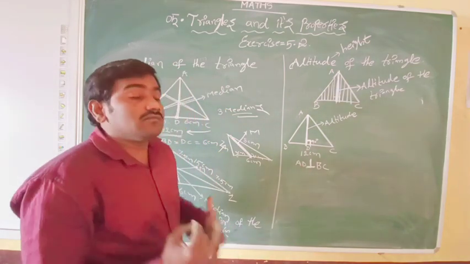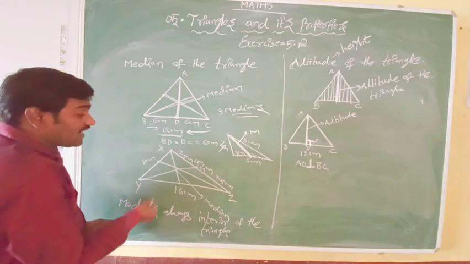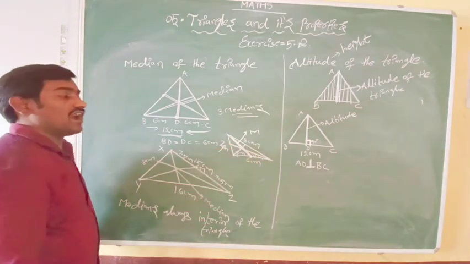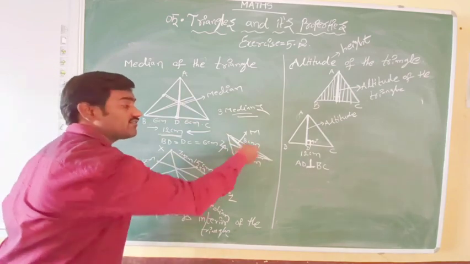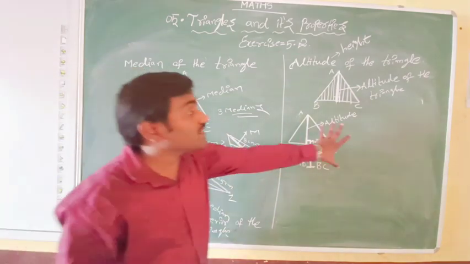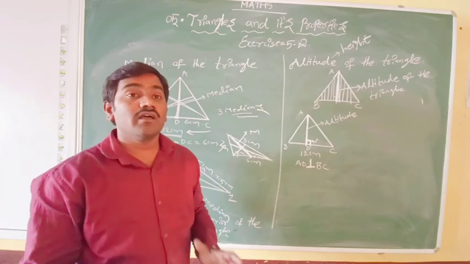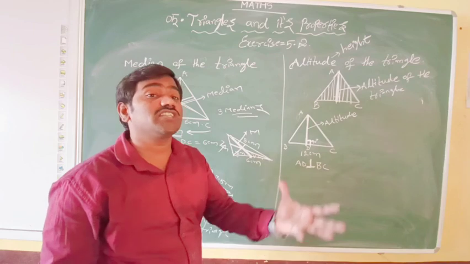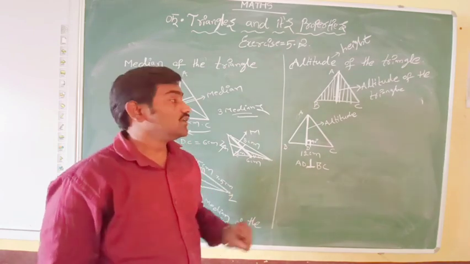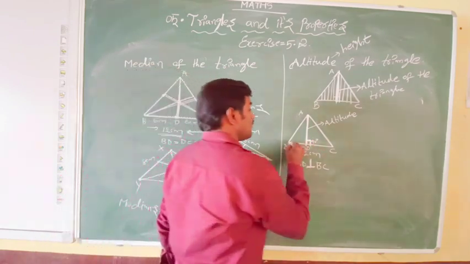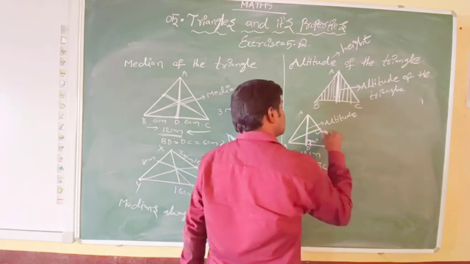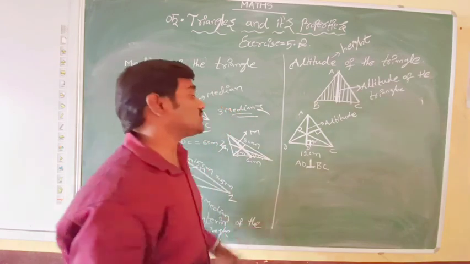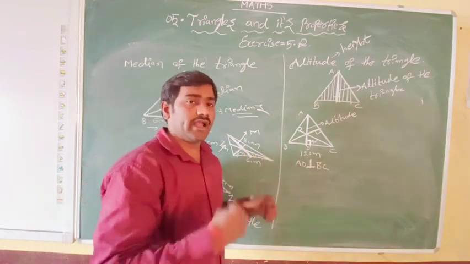So here it comes that the median is always interior of the triangle. Median you draw for any triangle, we always get the medians inside of the triangle. But the altitudes are not always interior of the triangle, sometimes they are exterior of the triangle also. The altitudes here, see, if I draw these three altitudes, they are also interior of the triangle.